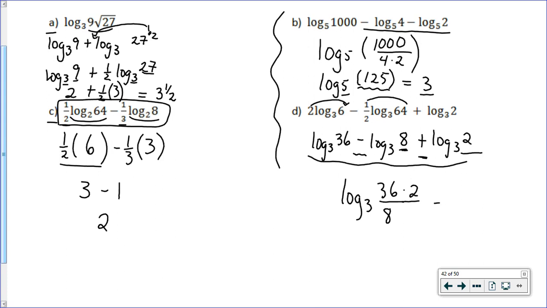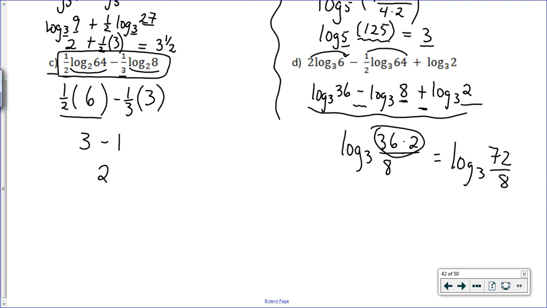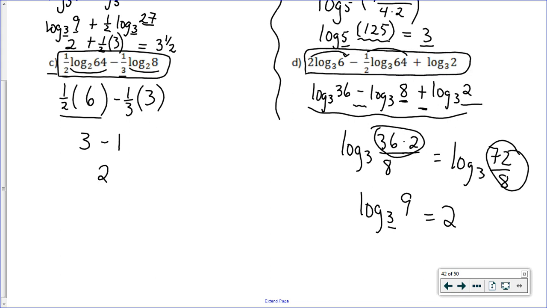All right, so we've got log base 3. 36 times 2 is 72 divided by 8. And there we go. Log base 3 of 72 divided by 8, that's really log base 3 of 9. So 3 to what power is 9? Well, we know that that's 2. So the value of this whole ugly expression up here turns out to be 2.